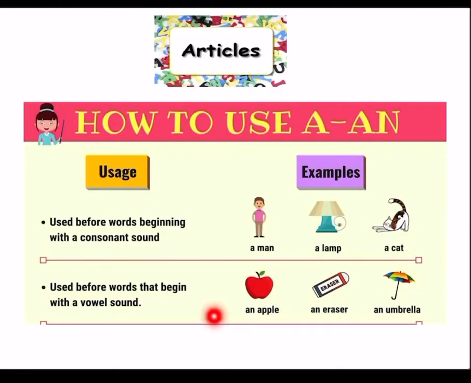Similarly, when there are consonant sounds, remember you have to use a in front of it, like a man, a lamp, a cat. When there are words that begin with vowels, a, e, i, o, u, you have to use an in front of it. So, an apple, an eraser, an umbrella.